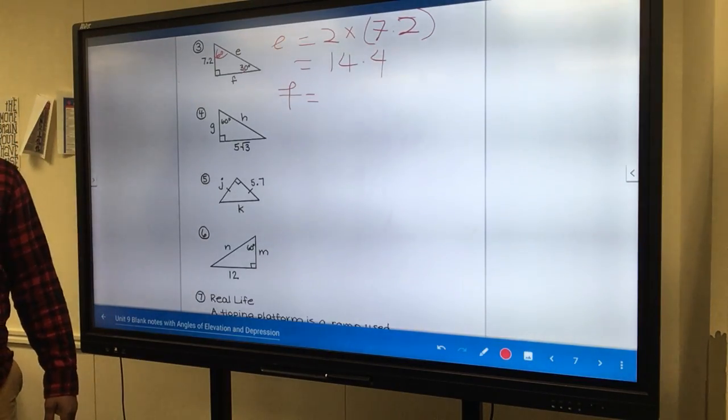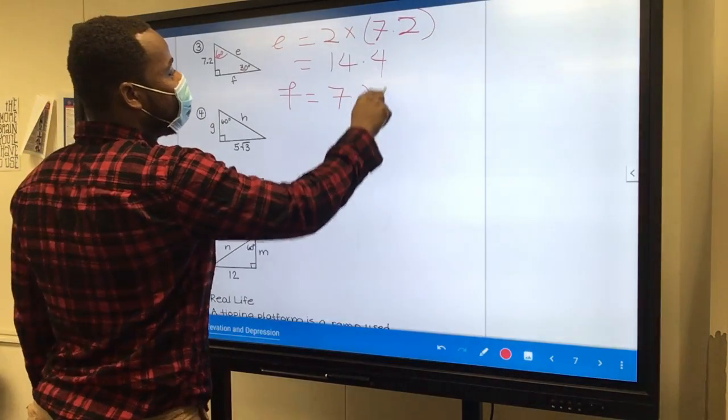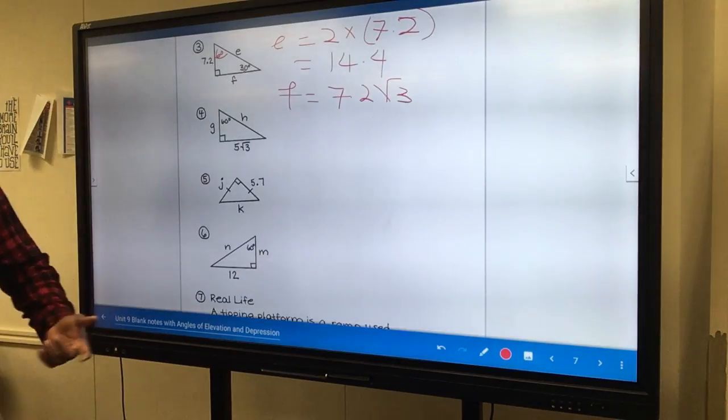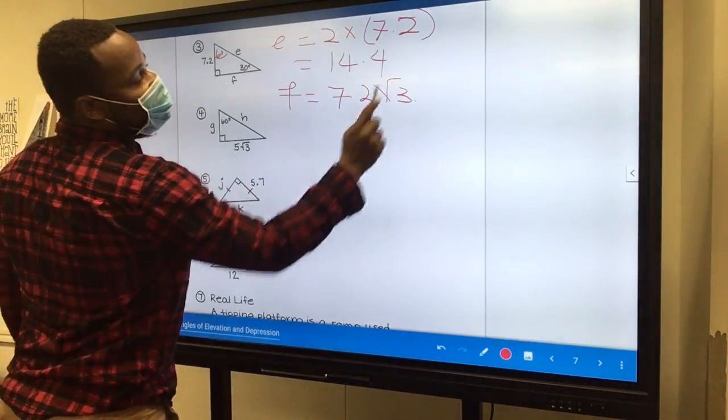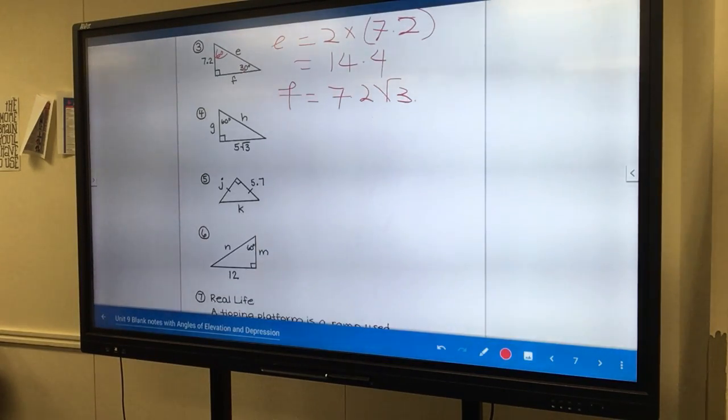7.2 times the square root of 3. Perfect. So 7.2 root 3. If you leave it this way for me, I don't mind. That means you know what you are doing. Or you can put it in the calculator, put a dot here to give you a decimal. 7.2 times root 3. If you put that into the calculator and put a dot at the end, it will give you.